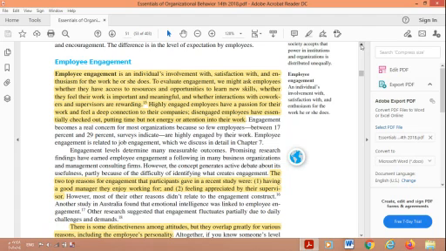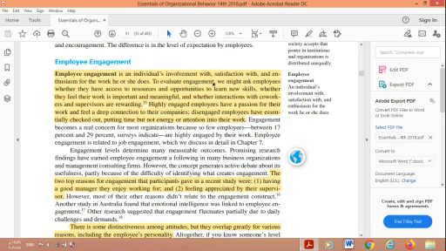Okay, the last job attitude we will discuss in this chapter is employee engagement. What do we mean by employee engagement? Here we're talking about a package of evaluation attitudes such as involvement, satisfaction, and enthusiasm. So employee engagement is an individual's involvement with, satisfaction with, and enthusiasm for the work he or she does.